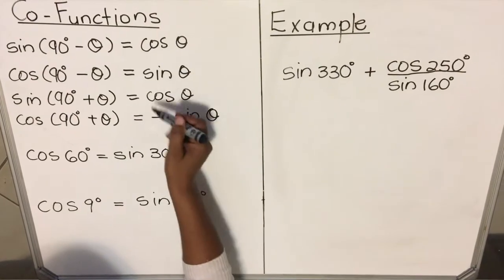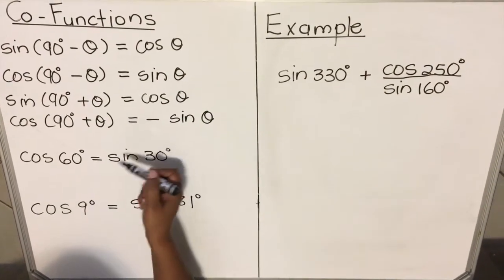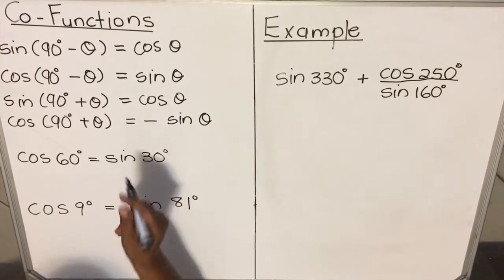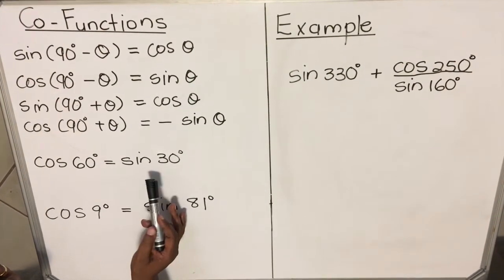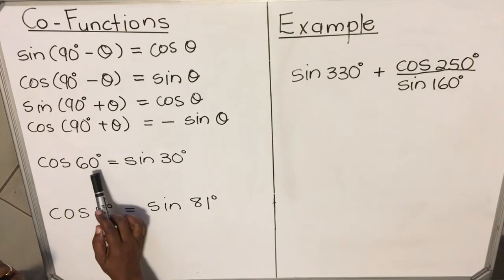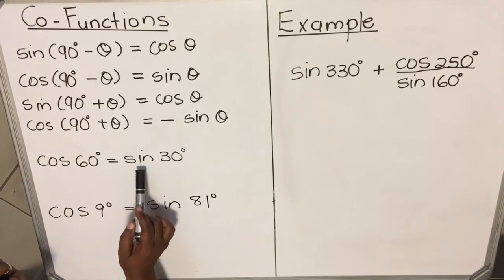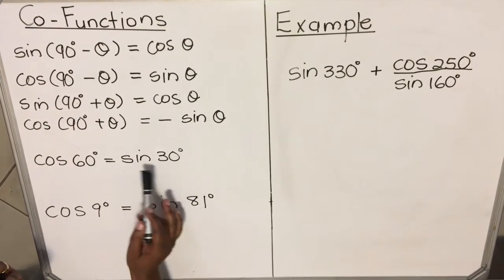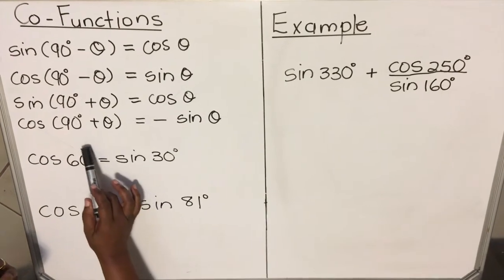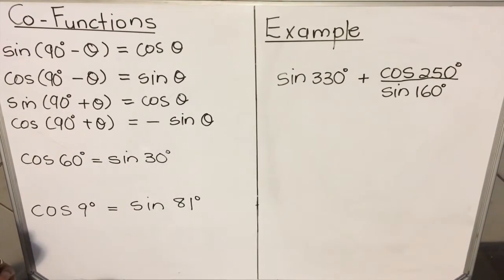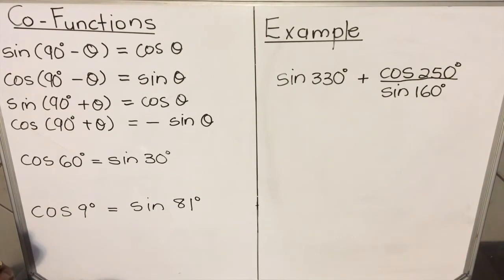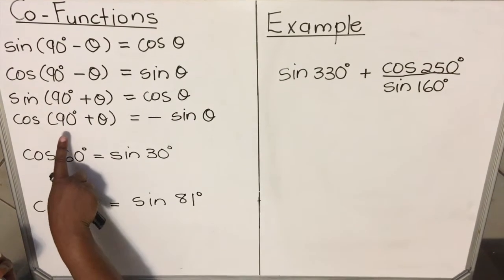So these are the cofunctions. I'm going to look at examples on how you use the cofunctions. Okay, here I'm going to give you a rule that we're going to use. Cos 60 is equal to sine 30. What is important here is that these angles must add up to 90. You remember the cofunction has to do with 90.